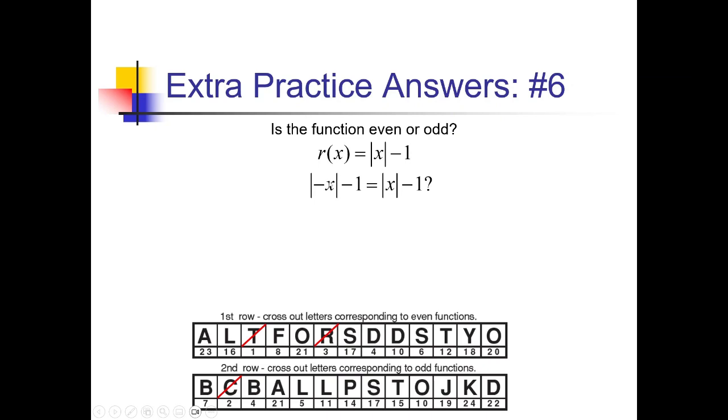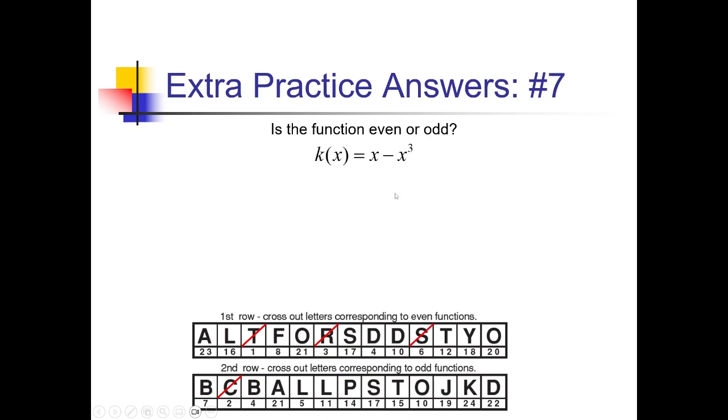So I can rewrite this as just absolute value of positive x, and that is equivalent to what we started with. So this proves that it is an even function. We don't have to test for oddness if we get even. So let's cross off in the top row the letter above 6, which is s.